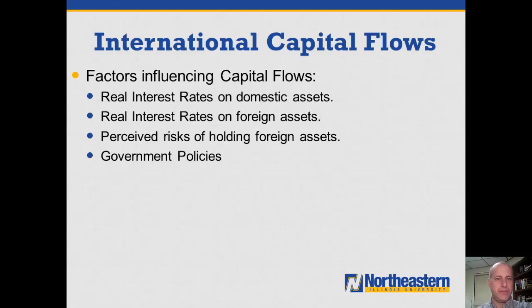What kinds of things influence international capital flows? The first is real interest rates on domestic and foreign assets. Investors would like to invest in countries where they can earn the highest return on their money. And if the real interest rates available for investment in a particular location are high, capital will flow to that country as investors seek opportunities for high returns. If investment opportunities in foreign countries are better in terms of the real returns, the real interest rates that they can achieve, if they're better in foreign countries than they are here, the money will flow out. The capital will flow out of the United States and into foreign countries.